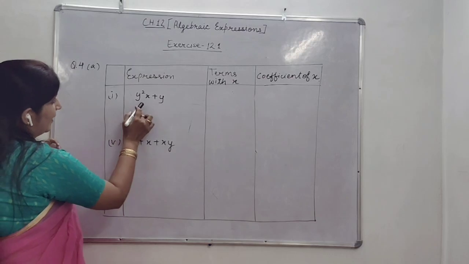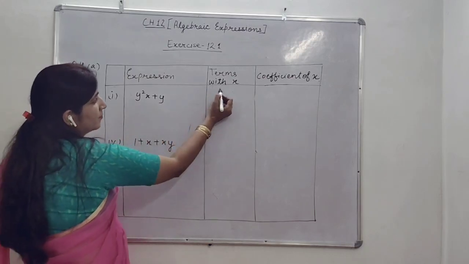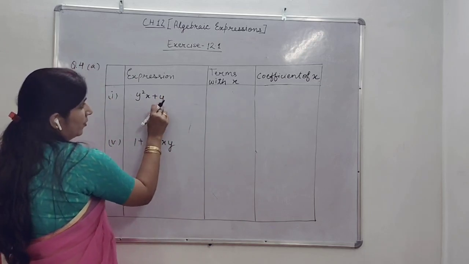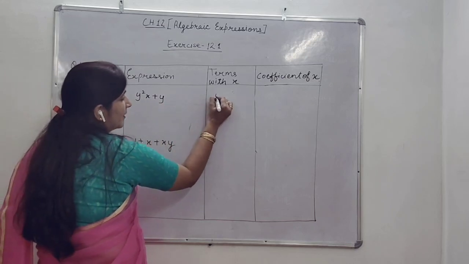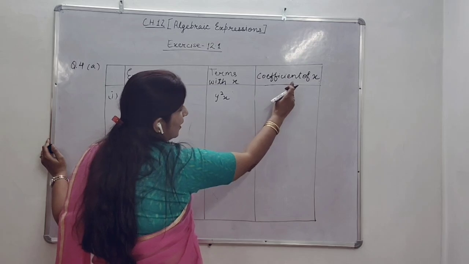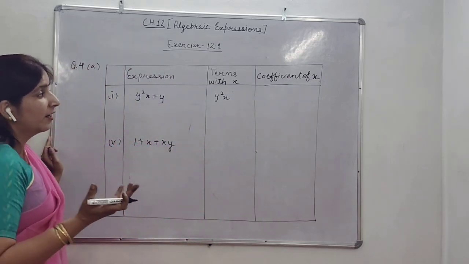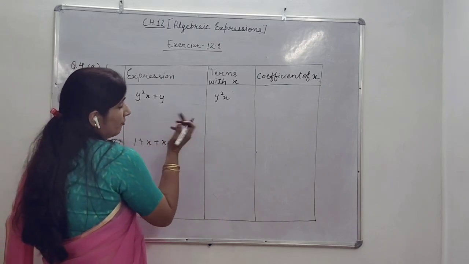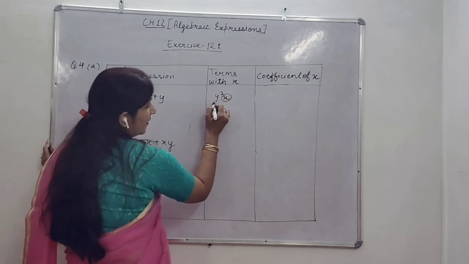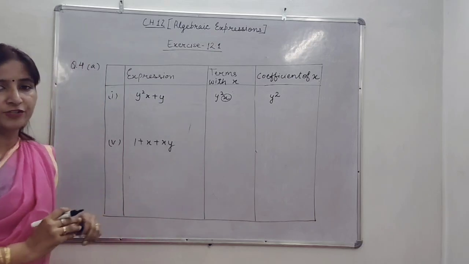The first expression, the first part is y square x plus y. Here we need to write the terms with x only. So y is not a term with x. So we can write the term y square x. Now from this we need to take out the coefficient of x. What is the method we have learned to write the coefficient of anything? If we want to write the coefficient of x, we need to leave this x, and the other thing you need to write as the coefficient. So y square will be the coefficient here.